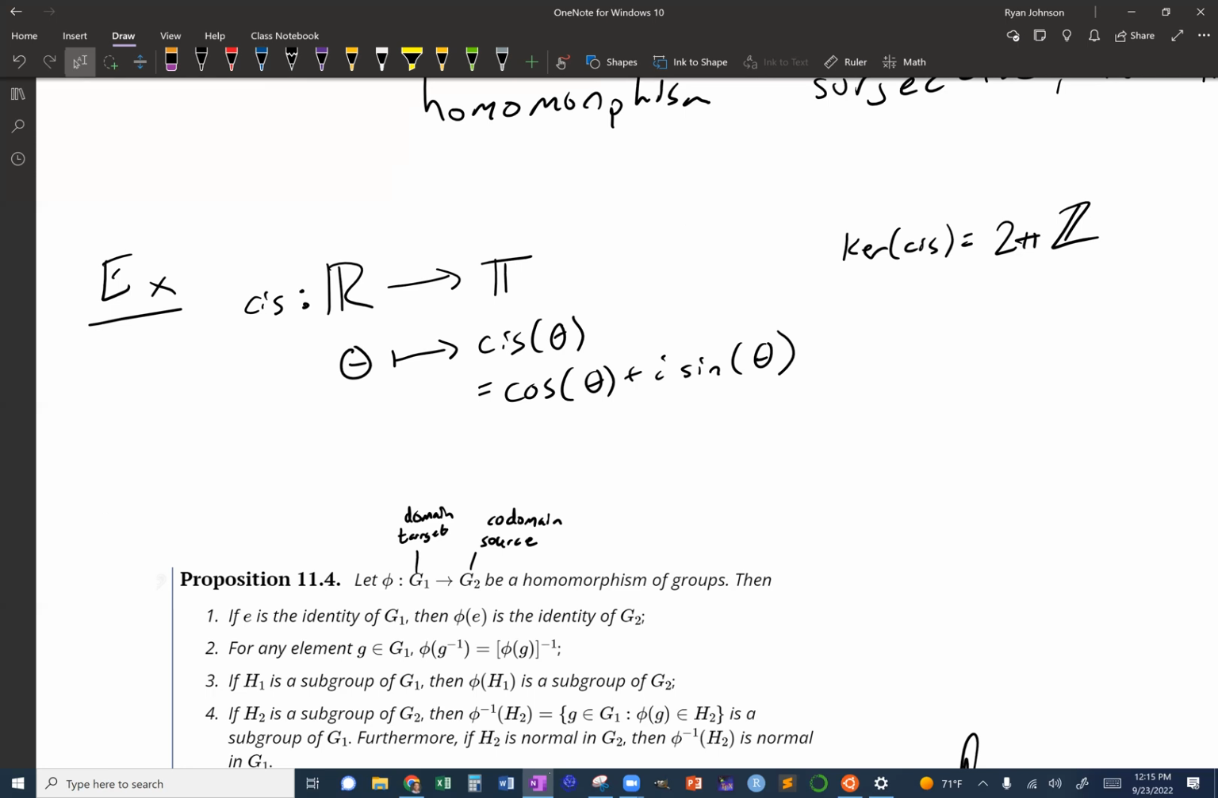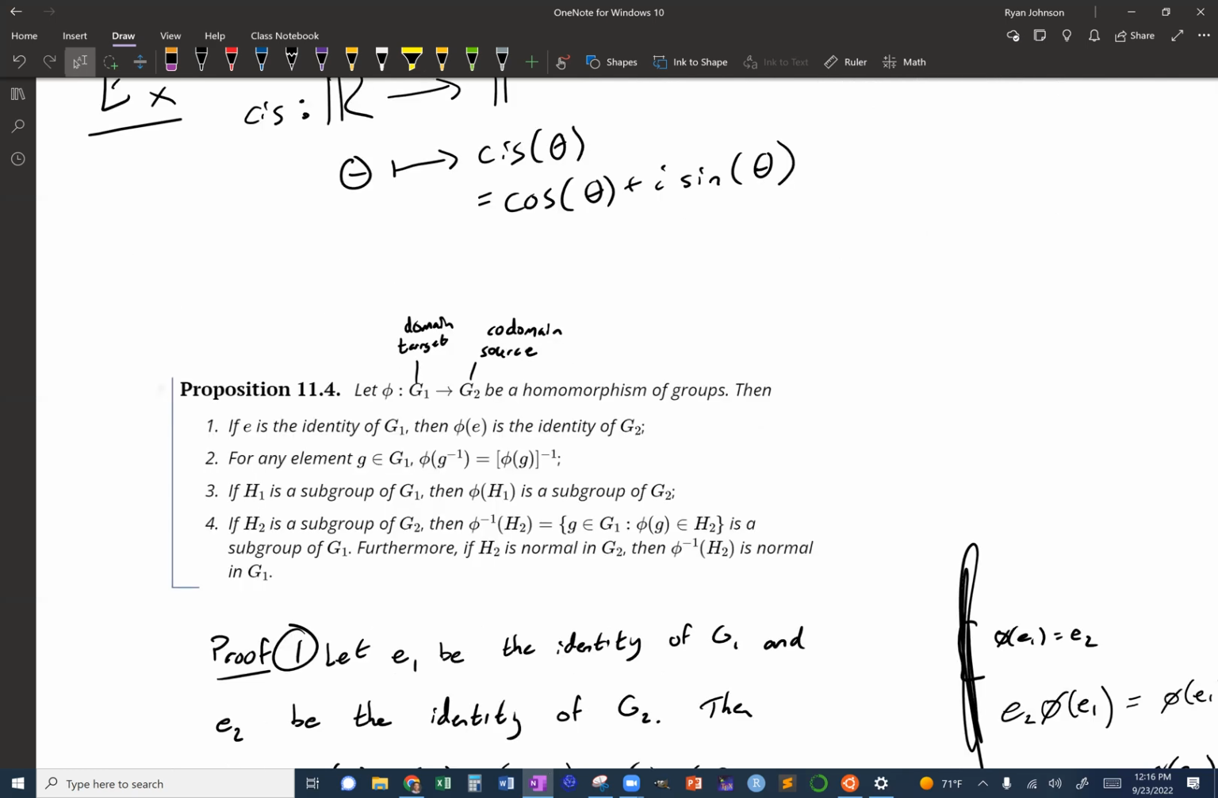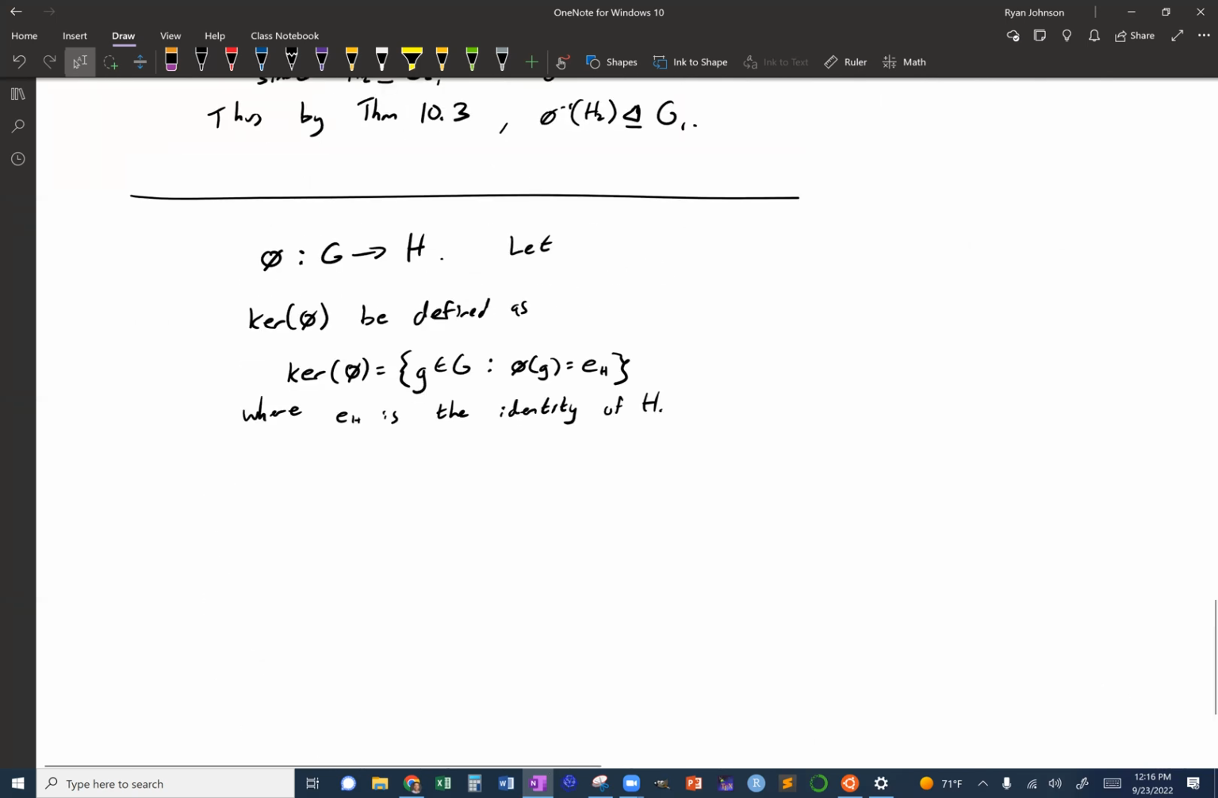All right. So the kernel is always going to be a subgroup of the domain. It's all the things that are sent to the identity, and when the function is an isomorphism, the kernel is boring. It's the trivial subgroup. Because if the function's 1-to-1, then the only thing sent to the identity is the identity. So when functions are not 1-to-1, then they have interesting kernels. All right. So there's the kernel.